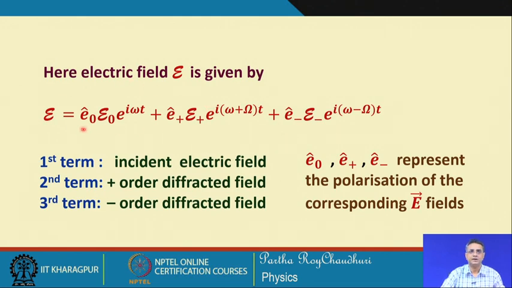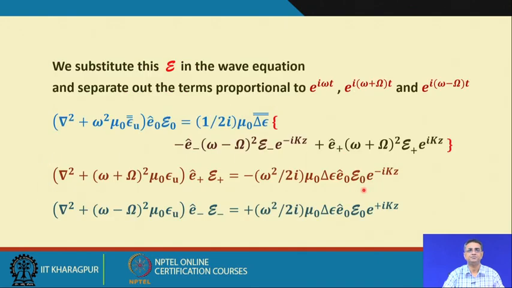So, this total electric field will consist of the incident electric field, the plus order electric field and the minus order. Even though both plus and minus order cannot coexist, one of them will exist, but for completeness we write the total field E equal to the sum of all these three: the first term represents the incident, the second term the plus order, and the third term the minus order. Here E 0, E plus and E minus are the polarizations of the electric field of the incident, plus order and minus order fields. So we substitute this E in the wave equation.